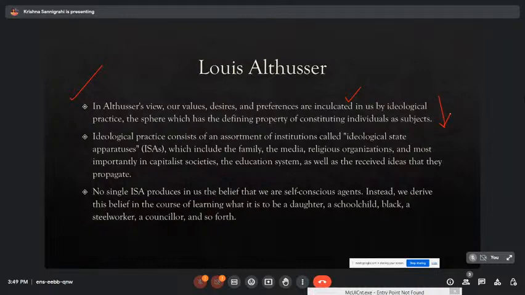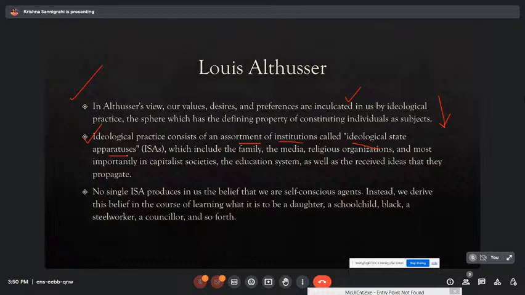So any idea what do we mean by ideology? Yes, anybody? What do we mean by ideology? So ideology is basically a system of ideas and ideals, especially which forms the basis of economic or political theory and policy. So it is referring to certain ideas and ideals, right? And this leads us to the concept of ideological state apparatus. So ideological practice consists of an assortment of institutions called ideological state apparatuses.